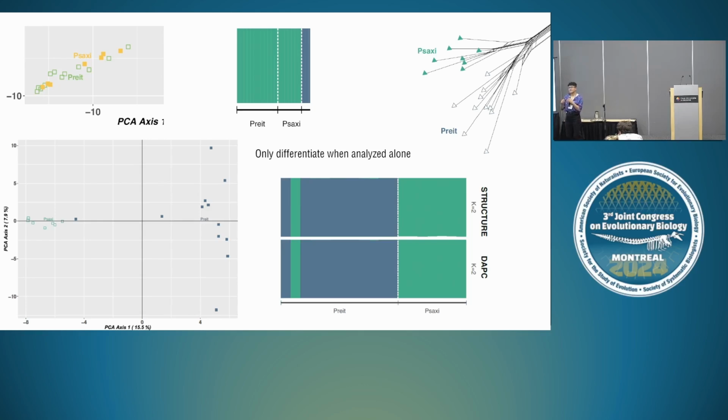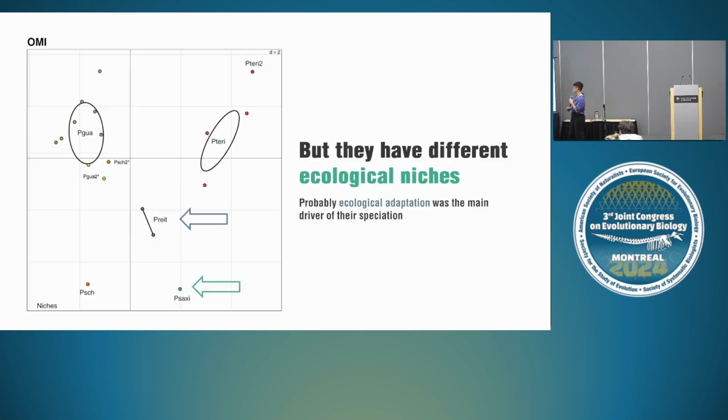I already knew that they live in slightly different habitats, so I tested the niches of these populations, and this analysis shows in a similar way to a PCA, but with the environmental variables. And you can see that these 2 lineages have very different niches. So with this, I'm thinking that probably one of the main drivers for these 2 lineages was ecological adaptation, that probably some genes were important to this differentiation, but the whole genome stayed similar.